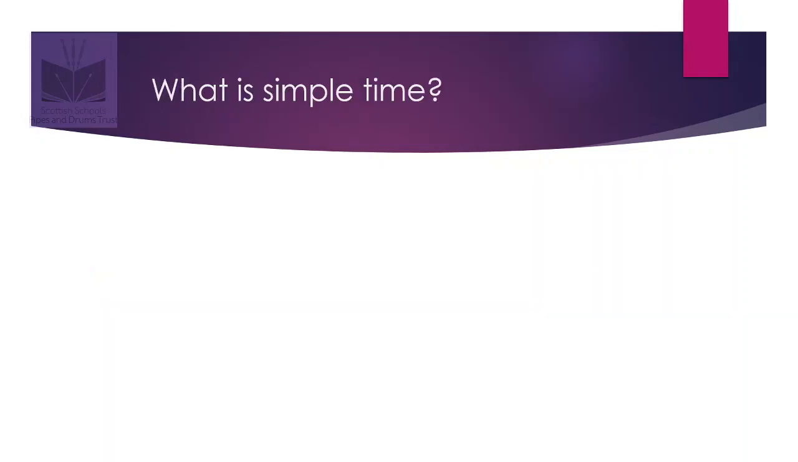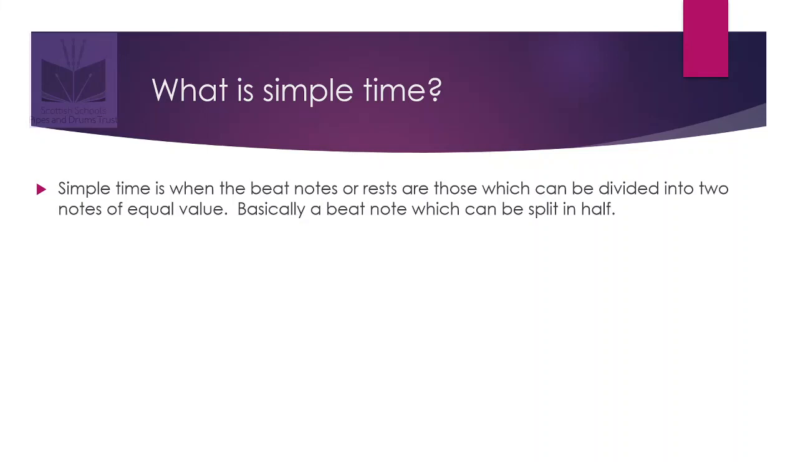What is simple time? We've already covered this, so this should be easy peasy. Simple time is when the beat notes or rests can be divided into two notes of equal value. Basically a beat note which can be split in half. So remember we said in simple time, the beat note will be split in half. If the beat note was crotchets, you can split them in half to quavers like we did on the whiteboard before. Okay, easy peasy.